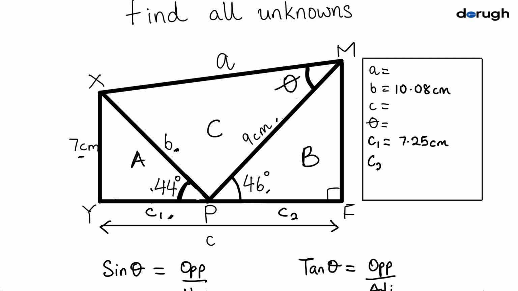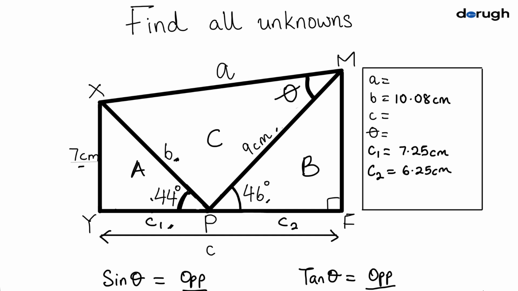And write it out. Quite easily, we can now add it up to get C, which means that our C is 13.50 centimeters. We're making good progress, and now all we need to find is A and theta. Both of these unknowns are connected to triangle C, so let's get to it.